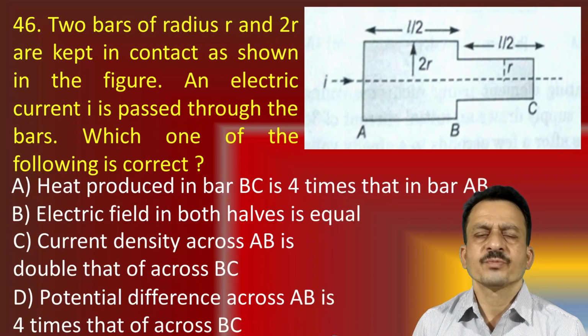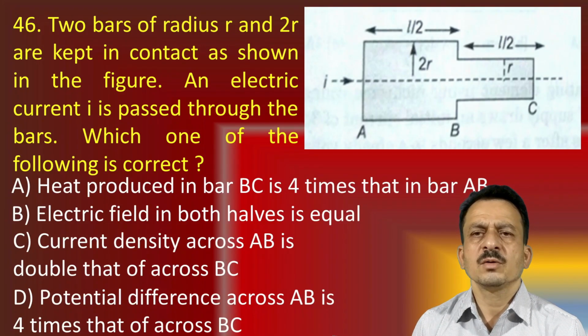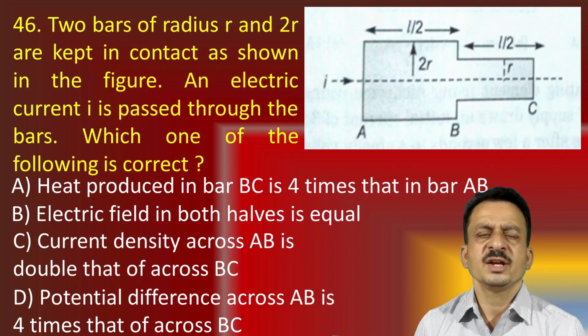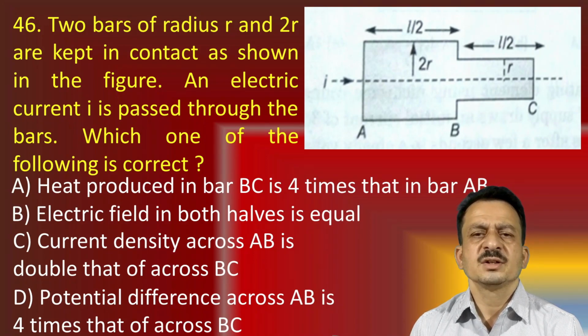Now the options: A, heat produced in bar BC is 4 times that in bar AB. B, electric field in both halves is equal. C, the current density across AB is double that across BC. D, potential difference across AB is 4 times that across BC.